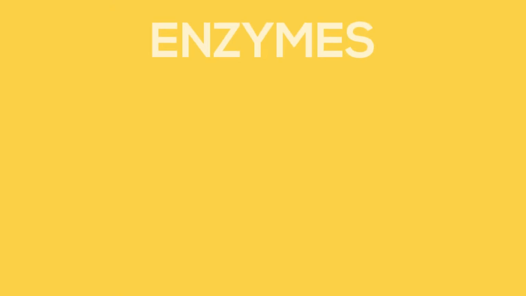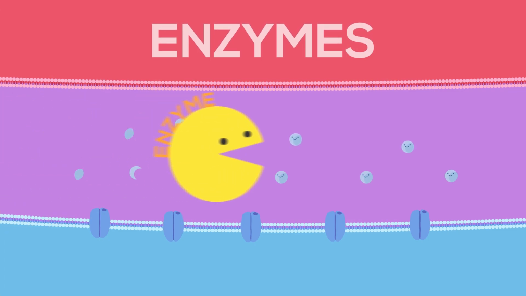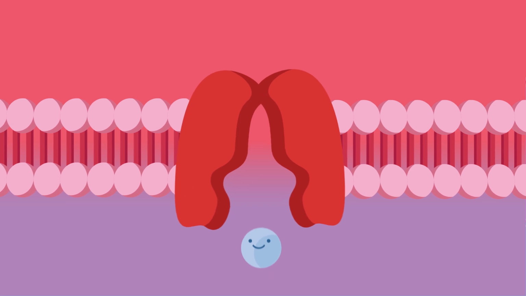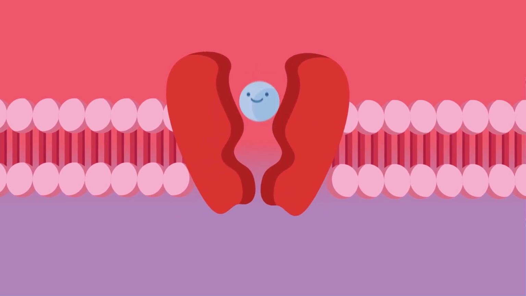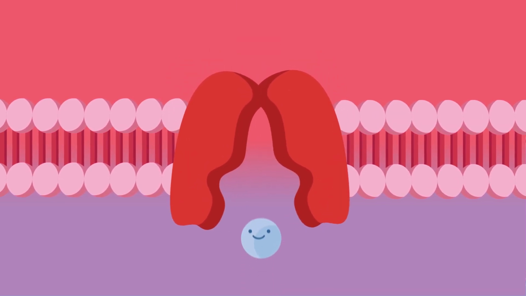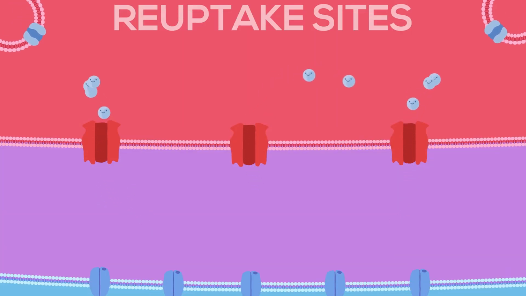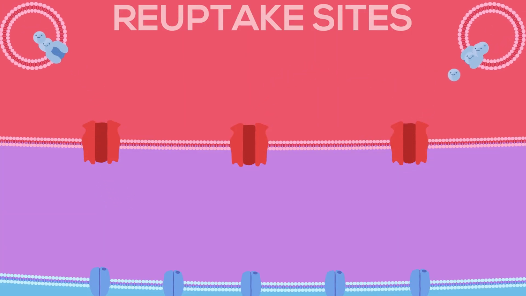A second way is enzymes. These enzymes break down the neurotransmitters into simpler chemical parts. The third and most clever way is through transporters. These very efficient vacuum cleaners are also known as reuptake sites. Thanks to them, the neurotransmitter is vacuumed back into the terminal and stored into vesicles and recycled.